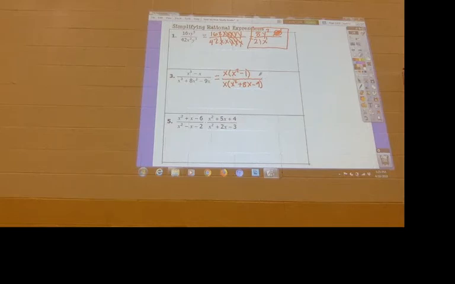The bottom. Who's in common? X. I'm factoring out an x. I'm left with x cubed plus 8x minus 9. Okay, I'm still not done because this is still not completely factored. I can break these parentheses apart again, right? Can I factor this? I can factor that. That's what we've been learning.